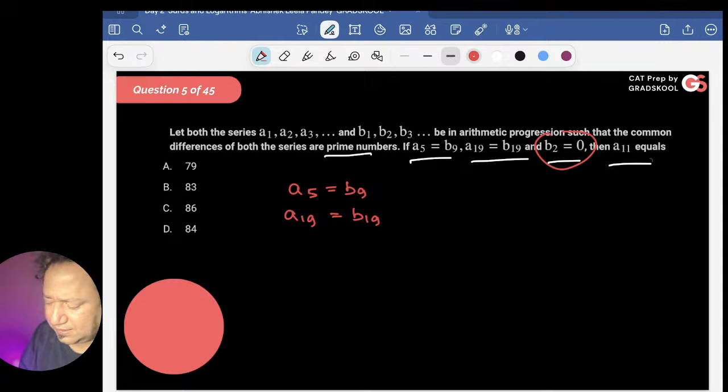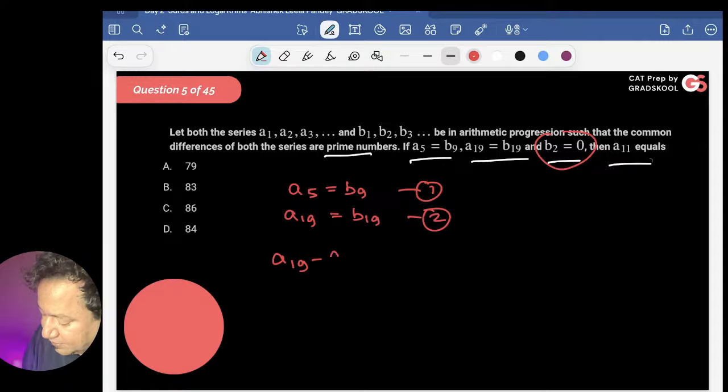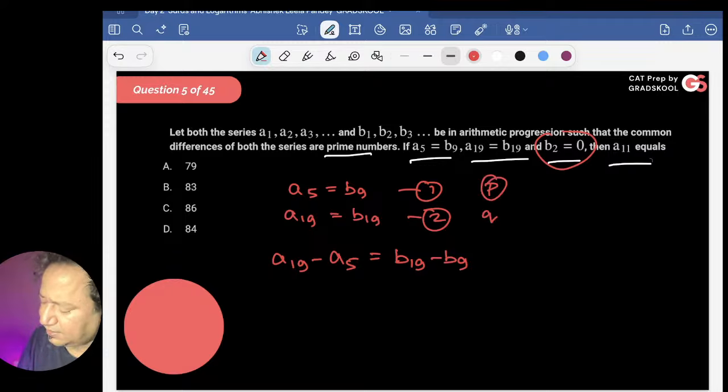Before doing anything else, मुझे एक बात बताओ सब लोग, all of you. अगर मैं इसको मान लूँ, let this be the first equation and let this be the second equation. If I subtract the first equation from the second equation, I'll get A19 minus A5 is equal to B19 minus B9. Would I get that? Yes or no? And let us assume that the common differences are P and Q respectively, like P and Q are not same.